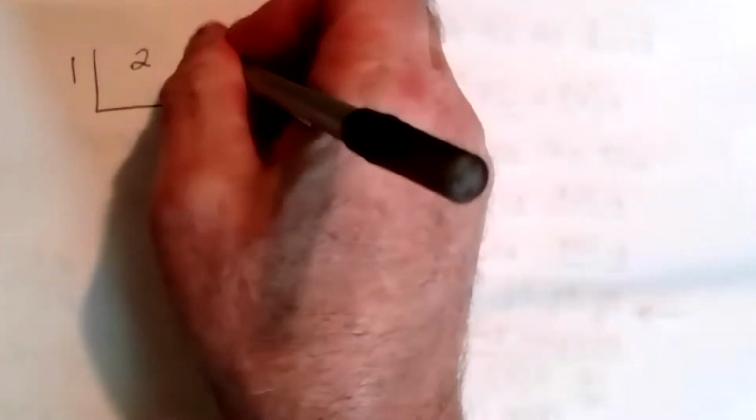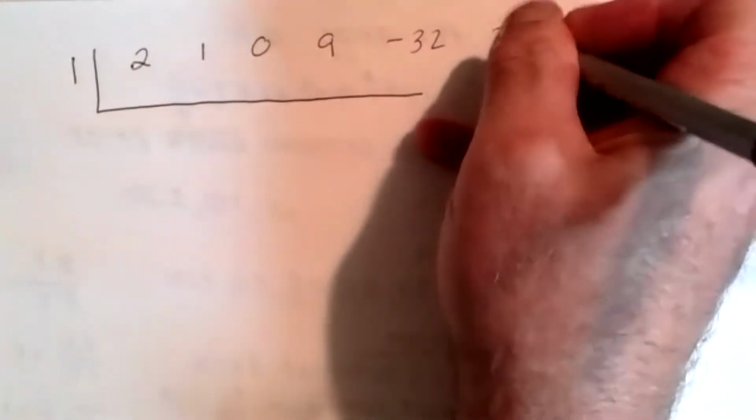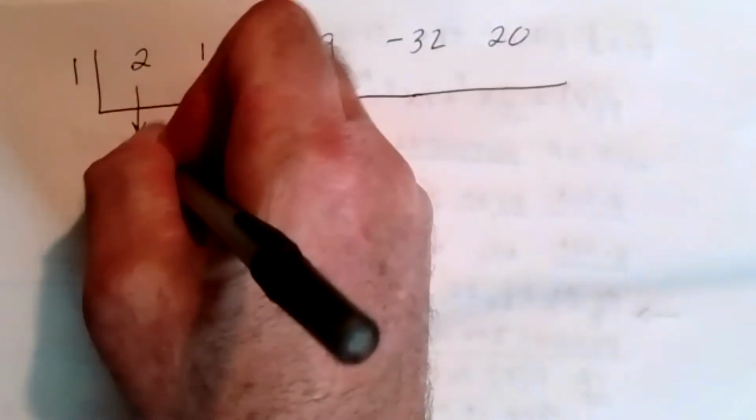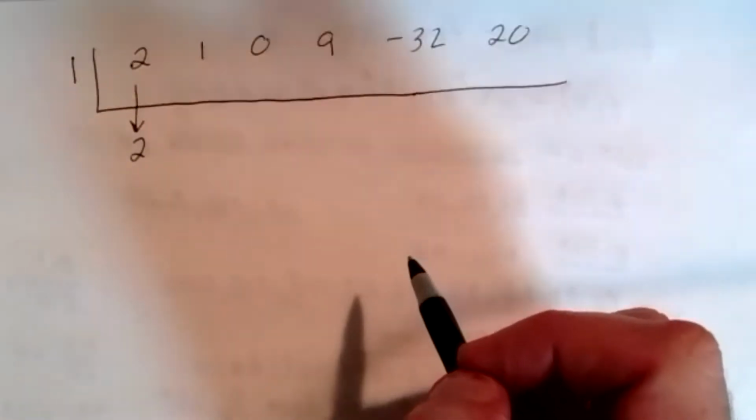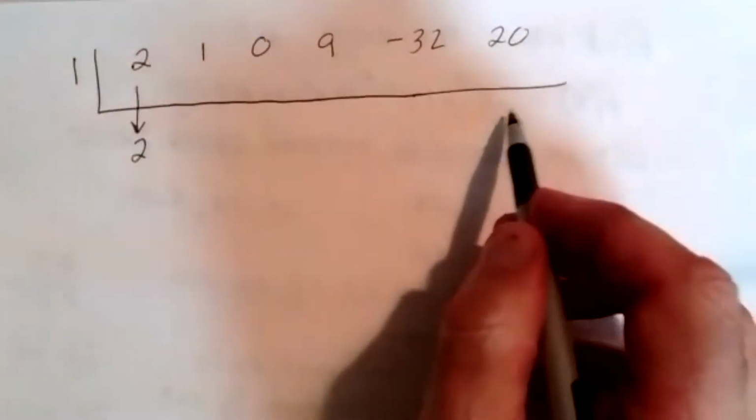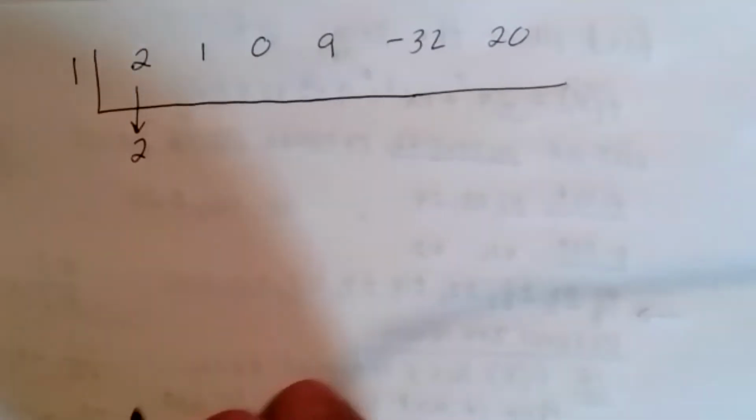Hence, I'm going to try to divide +1 into the coefficients. Does anybody have the coefficients written down so I don't have to flip my paper over? Yeah, so it was 2, 1, 0, 9, -32, and 20. Thank you. All right, here we go. We're going to divide synthetically 1 into the coefficients of our polynomial, and we'll see if we get a 0 remainder. If we do, 1's a 0. If we don't get a 0 remainder, 1's not a 0.